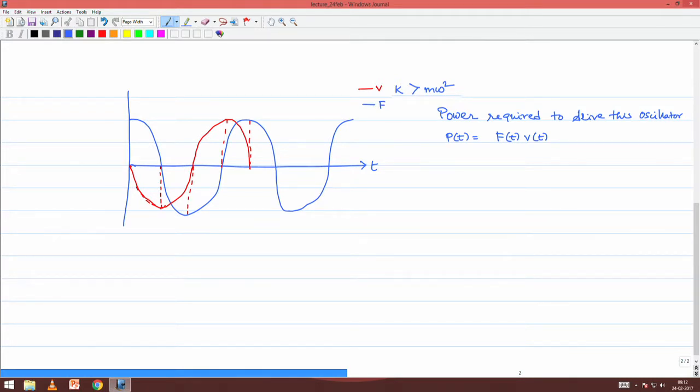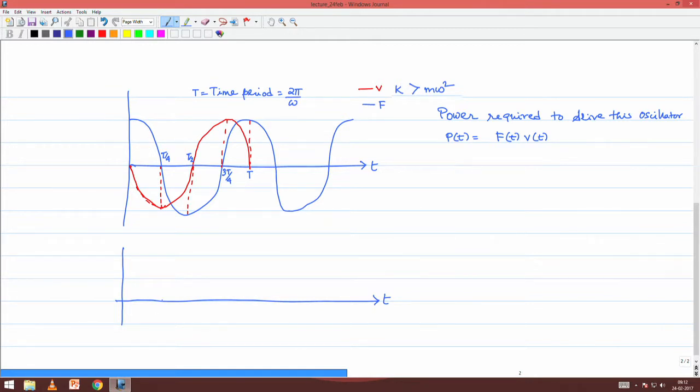So, let us intuitively understand what is the power that is required to drive this oscillator from this plot. In this half, so what I will do is, here itself I will try to plot the power. In this first half of the time period, I will call this T by 4, this is T by 2, and this is again 3T by 4, and this is T. Capital T is the time period of the oscillation, which in turn is 2 pi by omega, right.